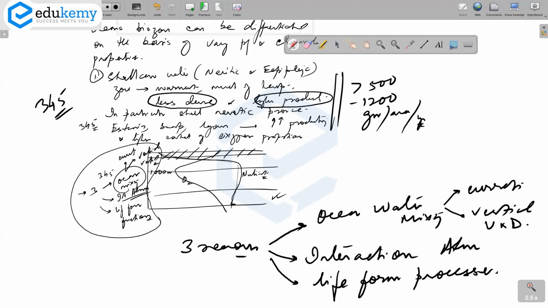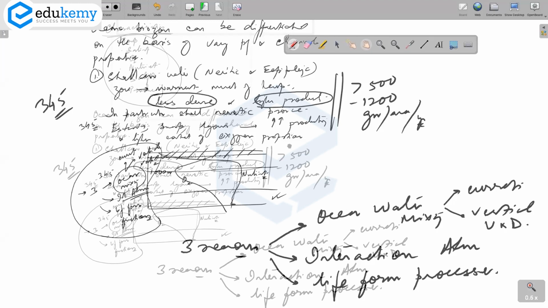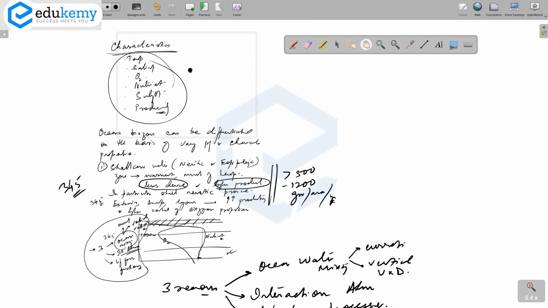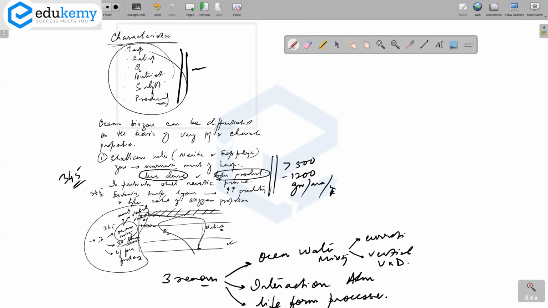Okay, more than 500 to 1200 grams per area per year. Okay, there are 6 characteristics you have to discuss: temperature, salinity, ocean, nutrient status, sunlight, and productivity. My suggestion is, don't separate them. If you separate them, you can't handle it. You don't have as much words on temperature alone. You don't have as much words on salinity. You can't detail on nutrients alone.